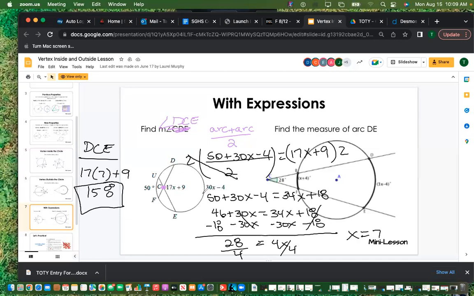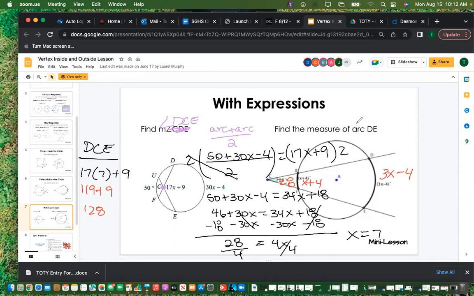Now, I know that's a lot of work. These are the ones that you're going to see most often. Does everybody understand how we set up the equation? Everybody understands how we get to 7. When we plug 7 in, this should have given you 119 plus 9. When you add that together, that's going to give you 128.